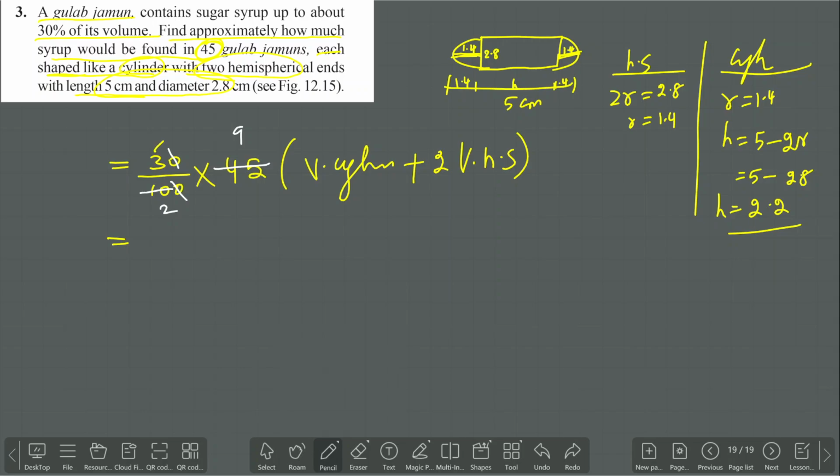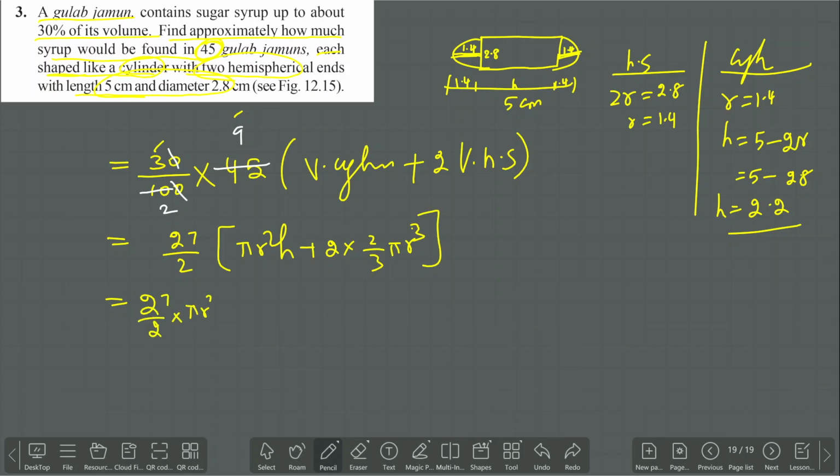Now, 3 9s are 27, divided by 2. Volume of cylinder is pi r square h, 2 into volume of hemisphere, 2 by 3 pi r cube. Now the common thing you take outside: pi r square I am taking, h will be there, and 2 2s are 4 by 3 also is there. So 4 by 3 into r, this will be there, because from the cube r square I took.